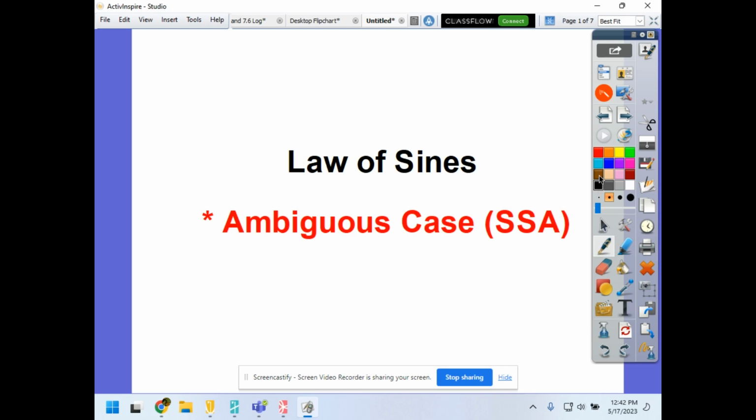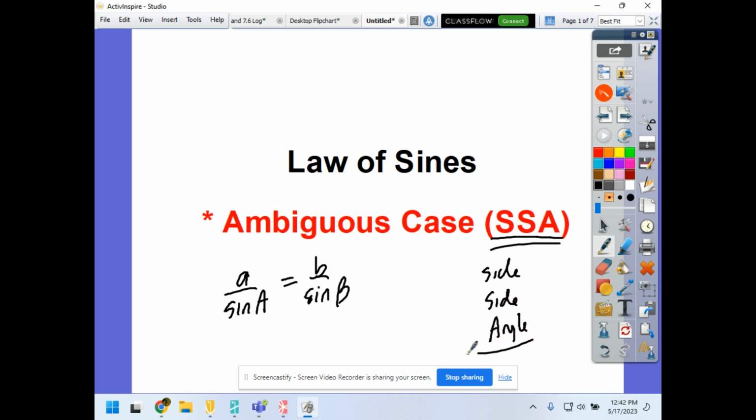By now, we should know what the law of sines is. The formula is a over sine A, angle A, equals b over sine B. For the SSA, that is a side and an angle given. If we have a partner, a side with its opposite angle, that is a go signal that we can use the law of sines. Otherwise, we're going to use the law of cosines, which you can learn in a different video that we prepared for you. So let's go ahead now.